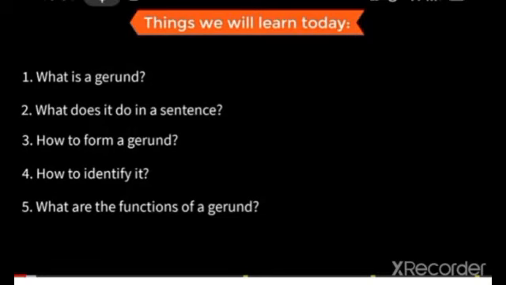Yes class, today we are going to learn what is a gerund. What does it do in a sentence? How to form a gerund? How to identify it? And last one, what are the functions of a gerund?